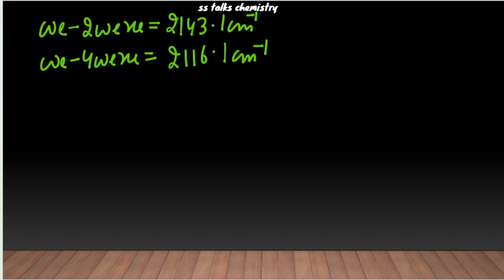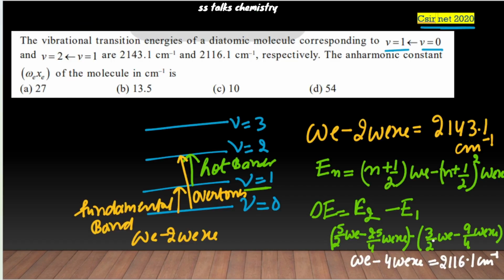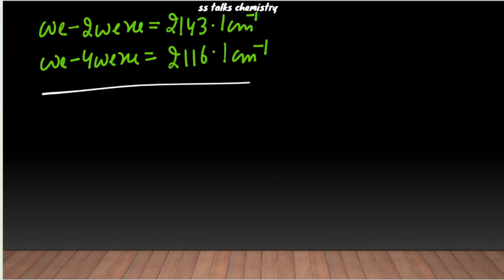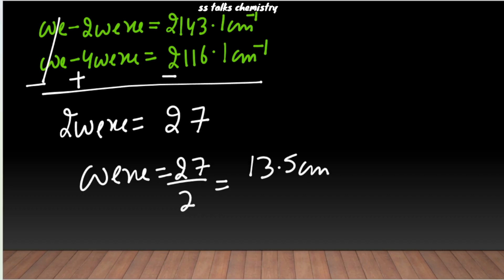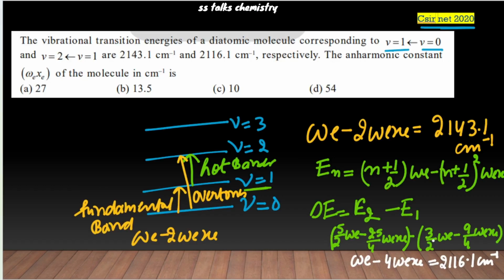Now I just need to find the value of this only, which is the anharmonicity constant omega E into XE of it. So for that, what you do is you just subtract both of this. So these two get cancelled. 2 omega E into XE, this will be equal to 27, right? So from here, omega E into XE is 27 by 2, that is 13.5 centimeter inverse of it. Okay. So now from the options we can see 13.5, the option B will be the right one. I hope it's clear. Okay.